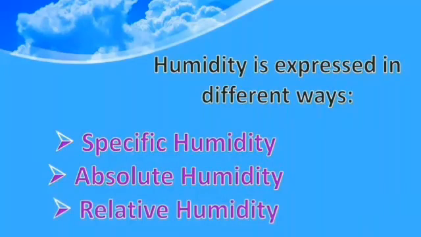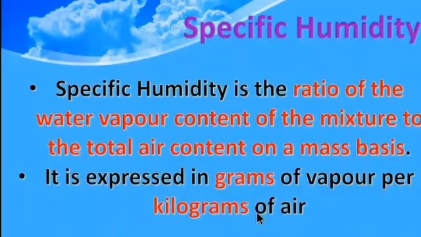First one, specific humidity. Second one, absolute humidity. Third one, relative humidity. First one, specific humidity. Specific humidity is the ratio of the water vapor content of the mixture to the total air content on the mass basis. It is expressed in grams of vapor per kilogram of air.